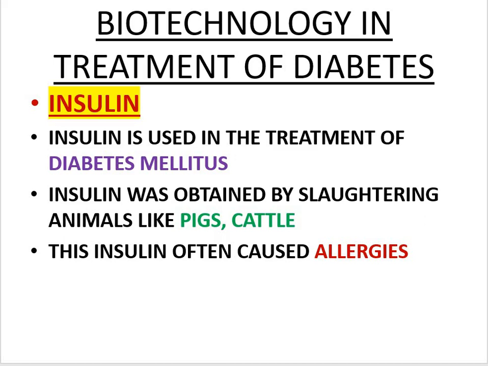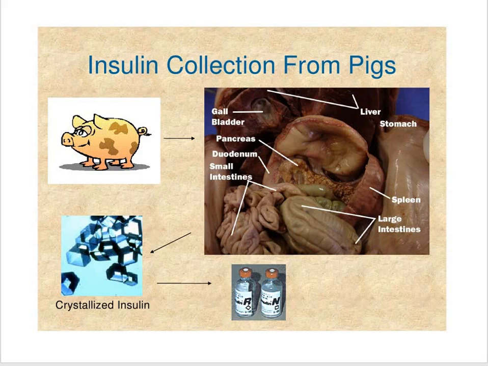Now, artificial insulin was previously obtained from other animals like pigs, cattle, etc. These animals were slaughtered and the pancreas was the organ from which the insulin was separated. This insulin was later crystallized and then used in the treatment of diabetes.